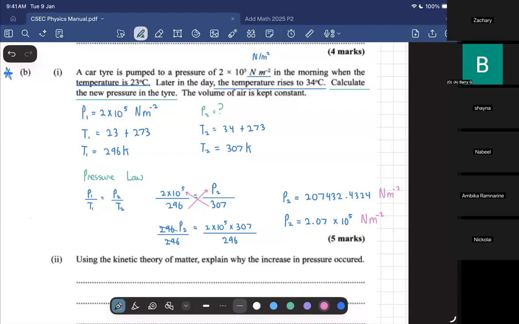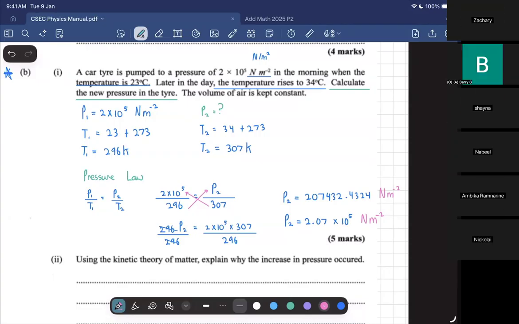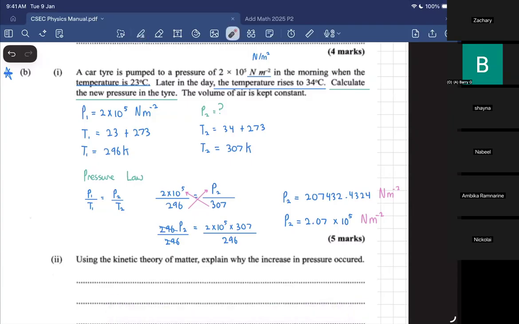All right. Is there anybody confused by this? Let me just do a roll call. Adil, Karina, Zachary, Drew, Shayna, Nabil, Ambika, Nikolai. No, sir. But I didn't cross multiply and change the formula. You just multiply by 307. Yeah, I would do that as well. But most students, when they look at this, know immediately to cross multiply. I prefer to multiply by 307 as well because it cancels off here and gives you the answer one time.